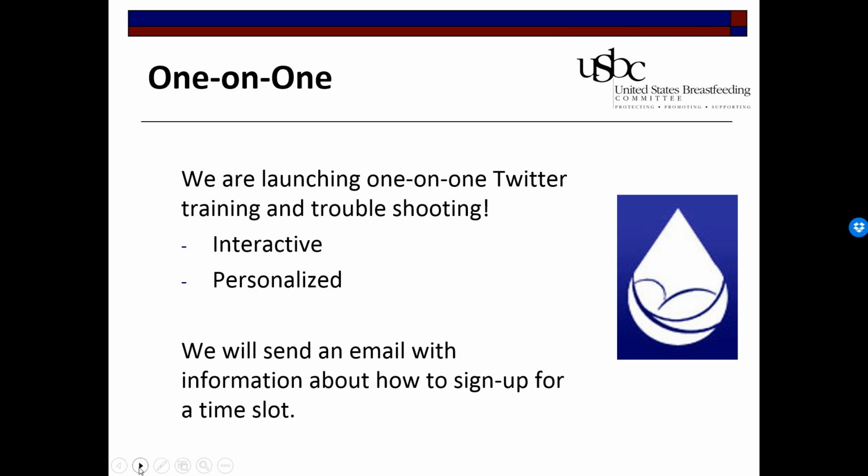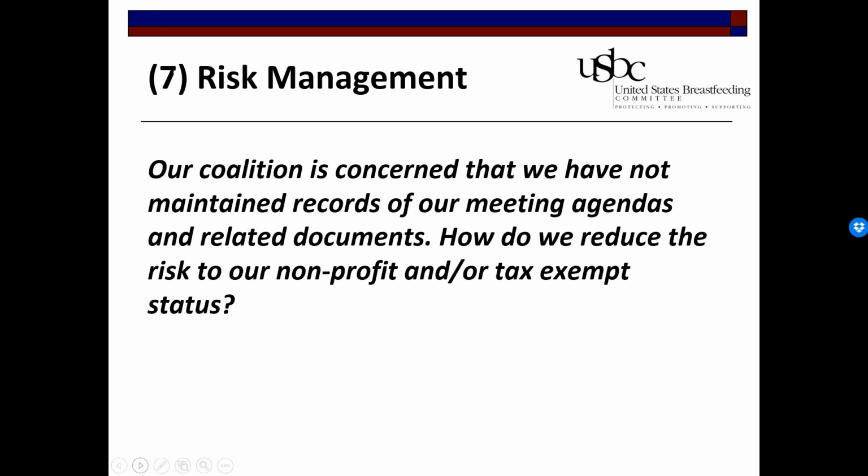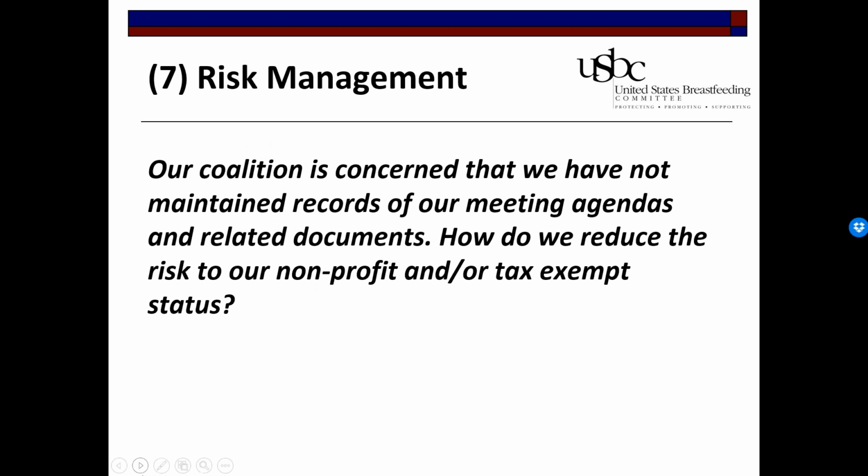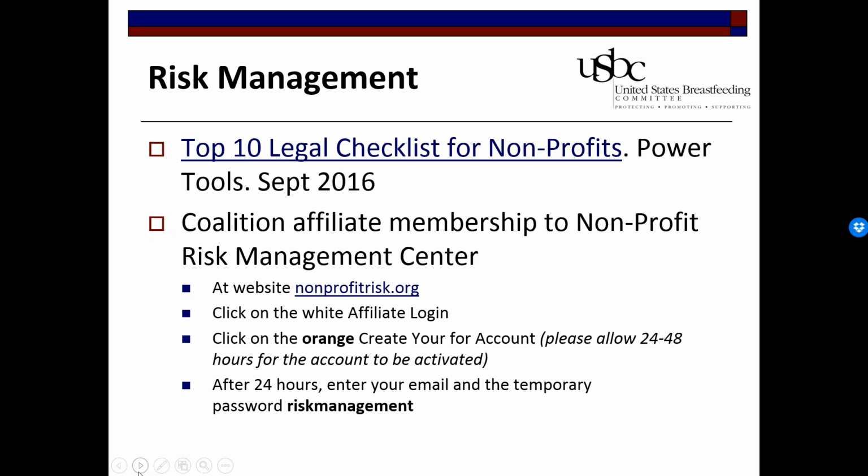Okay, moving on. This one is on risk management, and it says our coalition is concerned that we have not maintained records of our meeting agendas and maybe some other important documents. How do we reduce the risk to a nonprofit and or our tax exempt status? And I think I'm going to take a shot at this one.